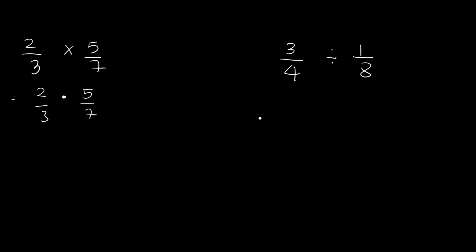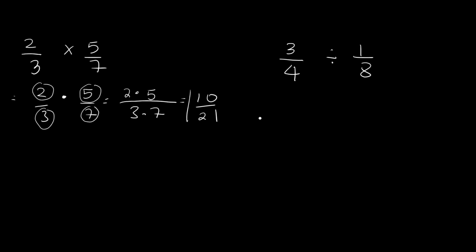So, the first step we need to take is to draw a bar, a line, and let's write 2 times 5, and let's write 3 times 7. Now we're going to multiply the numerator with the numerator, and we're going to multiply the denominator with the denominator. So 2 times 5 will be 10, and 3 times 7 will give you 21. So this is how we multiply fractions.